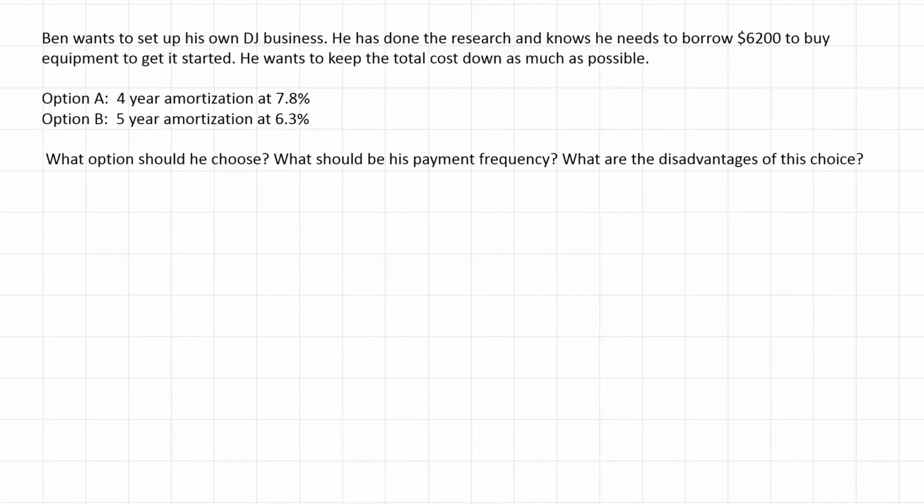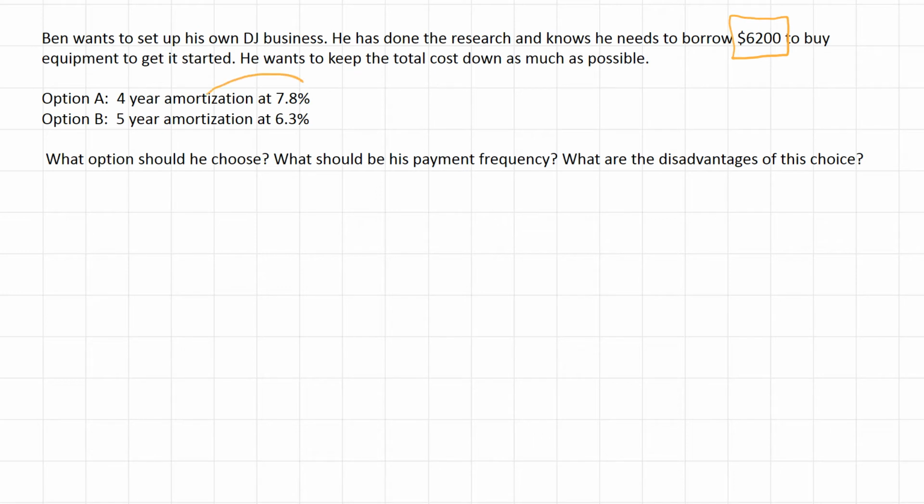So let's take a look at another example. Ben wants to set up his own DJ business, and he has done the research and knows he needs to borrow about $6,200 to buy equipment and get started. He wants to keep the total cost down as much as possible. So there's two options to consider. One is a 4-year amortization at 7.8%, and the other one a 5-year amortization at 6.3%. So before we go, this is how much he needs to borrow. He hasn't got any money to put down, so that's the full amount.